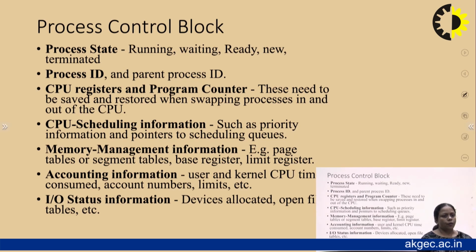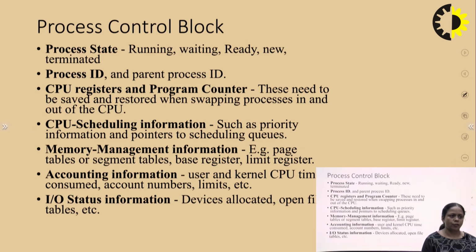CPU scheduling information, such as priority information and pointers to scheduling queues, because we have different types of CPU scheduling algorithms. So we can use any type of scheduling algorithm. The information related to CPU scheduling can be mentioned in the CPU scheduling information, and it can have other information related to pointers and priority.